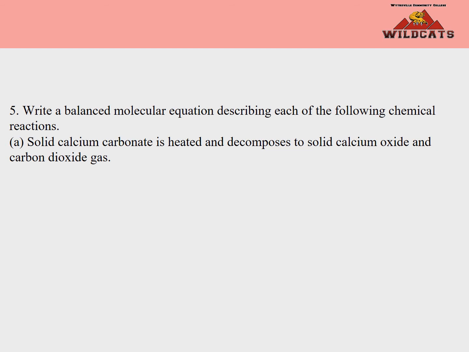So number 5 from the end of the chapter says write a balanced molecular equation, which means just write what we've been doing, describing each of the following chemical reactions. So I want solid calcium carbonate is heated and decomposes to a solid calcium oxide and carbon dioxide. So I got calcium carbonate. The carbonate comes in that chart of polyatomic ions. Calcium's +2, carbonate's -2. And it's going to break down into calcium oxide, Ca +2, oxygen -2, so it stays CaO. I've used that example a couple times in chapter number 2, plus carbon dioxide.